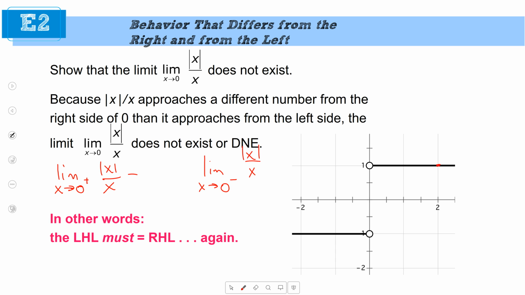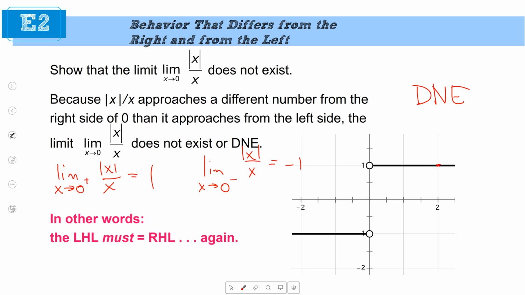What's this one equal? One. What's this one equal? Negative 1. Left-hand limit doesn't match right-hand limit, so what is the ultimate answer there? The ultimate answer is does not exist.